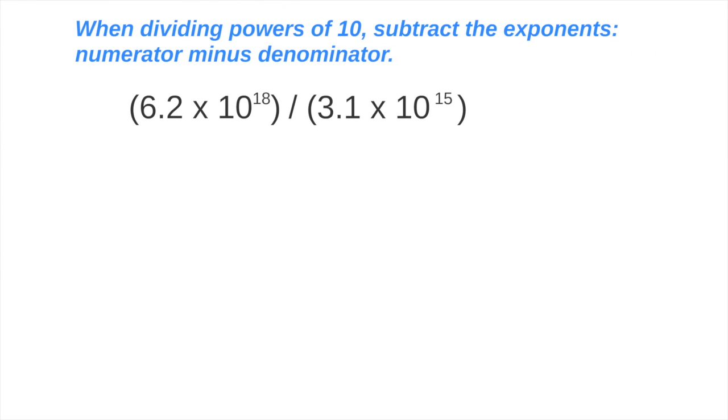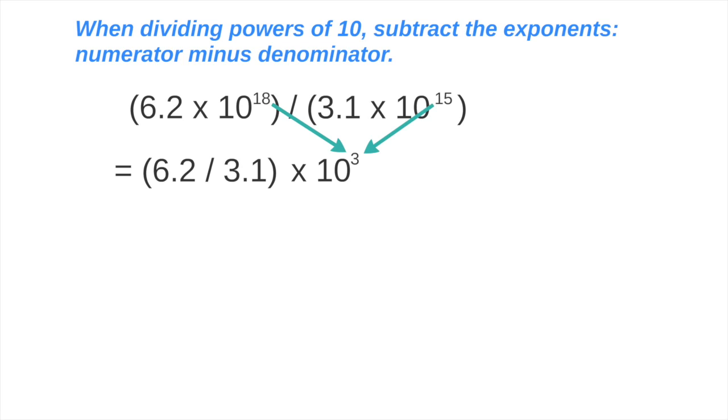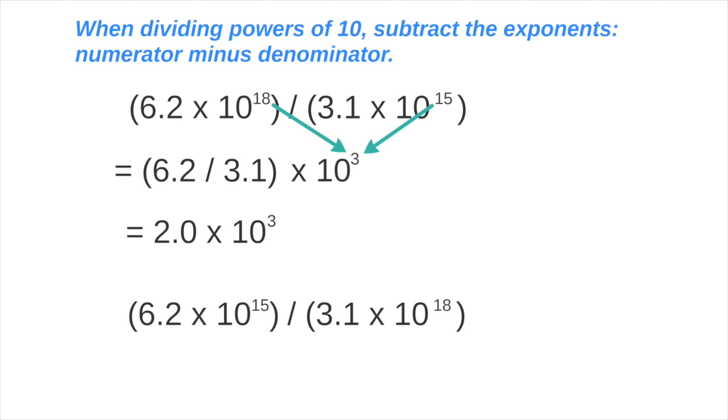When dividing numbers in exponential notation, we subtract the exponents of the powers of 10. We always start with the exponent in the numerator and subtract the exponent in the denominator. Here's an example. 6.2 times 10 to the 18th divided by 3.1 times 10 to the 15th. First we divide 6.2 by 3.1, then we subtract 18 minus 15 to get 3 as the exponent on our 10. So the final result is 2.0 times 10 to the 3rd. Sometimes subtracting the exponents results in a negative exponent, but that's correct and fine. Here, 15 minus 18 results in an exponent of negative 3.